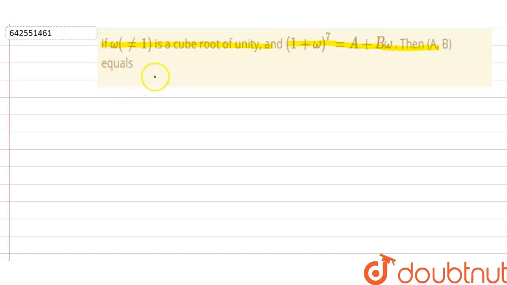Now we know that if it is a cube root of unity, then 1 + omega + omega square will be 0. So this thing can be written as (-omega square)^7 = a + b omega. So this thing will be minus of omega to the power 14 is equal to a + b omega.